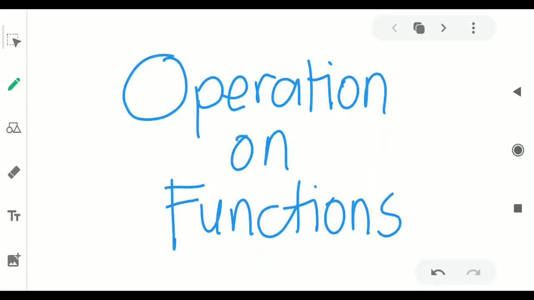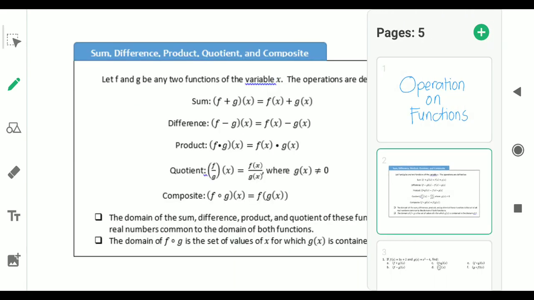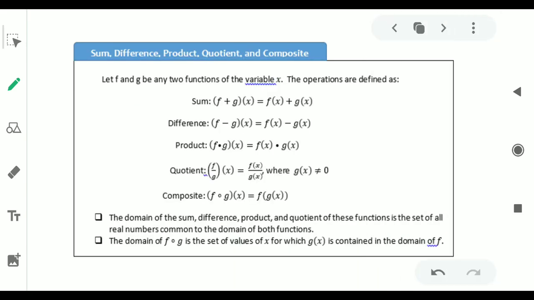Hi! Today we're going to learn how to do operations on functions. We have 5 different operations on functions. We have the 4 basic operations: addition, subtraction, multiplication, division, and the other one, which is composition.